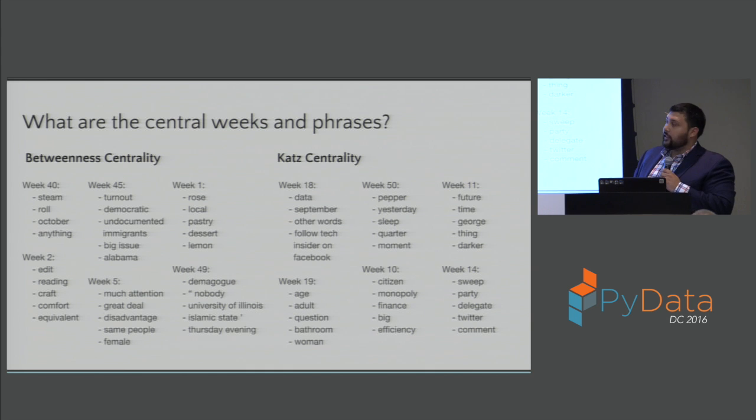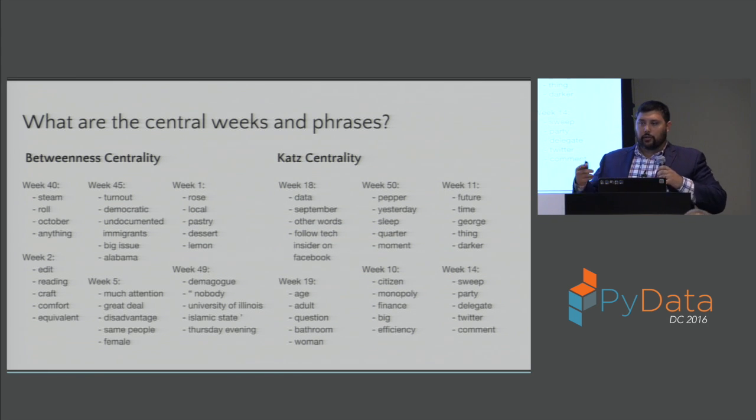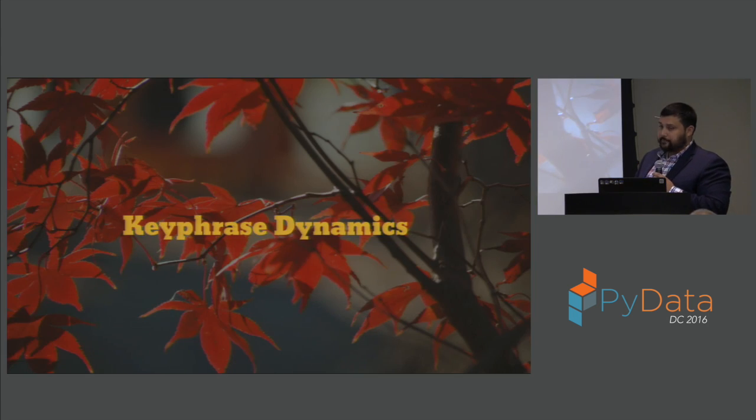Cat centrality, on the other hand, is a completely different centrality metric, and you can see that everything changes. Now week 18 is the most important, with data, September, follow Tech Insider. Week 10 is slightly less important, but its important terms are citizen, monopoly, finance, big, and efficiency. By looking at the centrality of time, we can elicit different types of insights, see how key phrase usage changed over time, maybe in the context of a category, and ask very specific questions of the structure of our graphs, which is really what you're doing in this type of analysis.